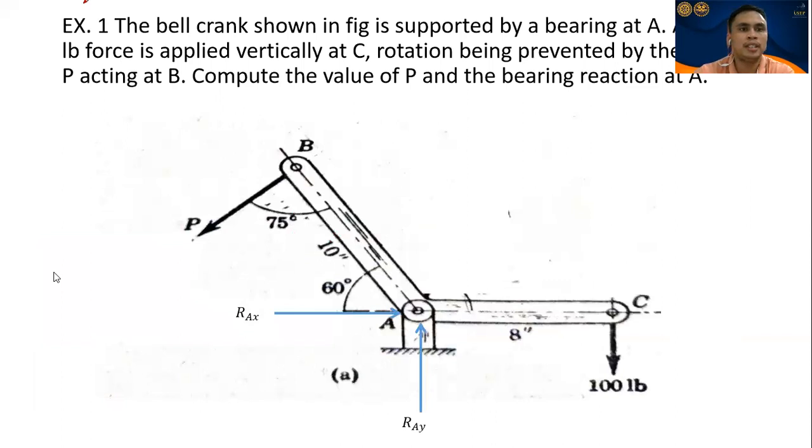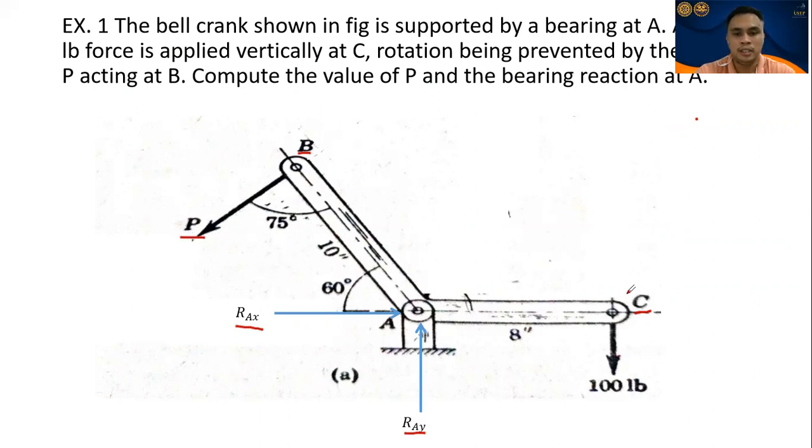So example, class. Example 1, the bell crank shown in figure is supported by a bearing at A. So at point A, a 100-pound force is applied vertically at C. Yung point C na to, class. Rotation being prevented by the force P acting at B. Compute the value of P and the bearing reaction at A. Mao bearing reaction nato sa A, class, mao RAX and RAY.